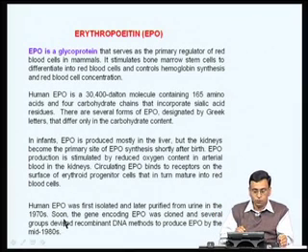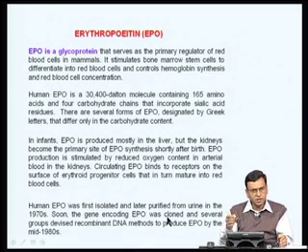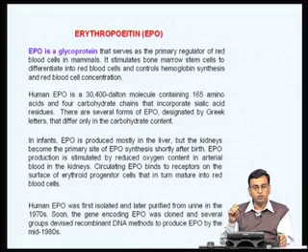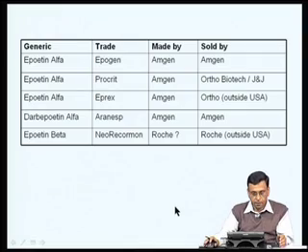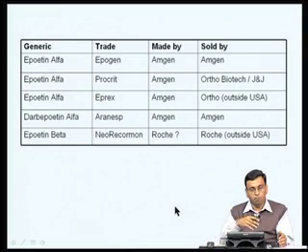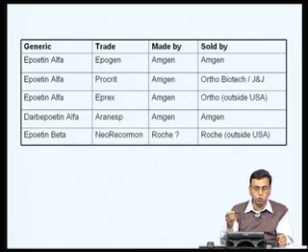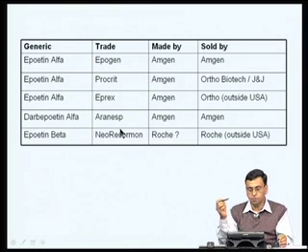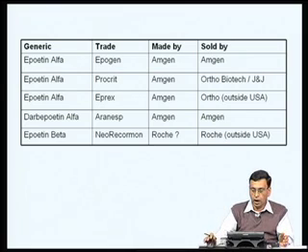Human erythropoietin was first isolated and later purified from urine in the 1970s. But once recombinant DNA technology became available, the gene for erythropoietin was cloned, and several groups, especially a company called Amgen in the United States, devised a method to produce recombinant erythropoietin using various expression systems. Erythropoietin today is available under a wide range of generic names. A number of companies produce erythropoietin under various trade names, and it became a very important recombinant protein that has tremendous use for treating anemia as well as cancer.